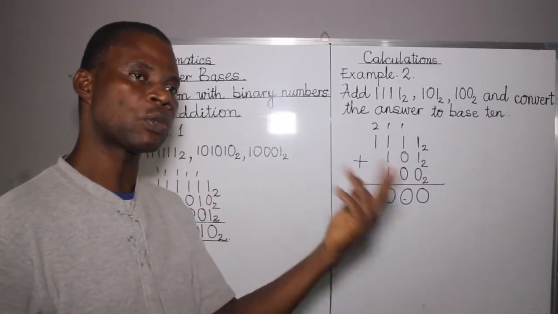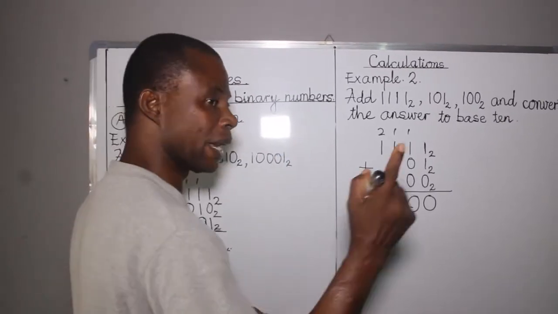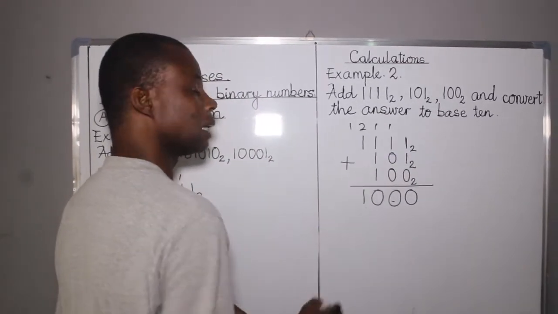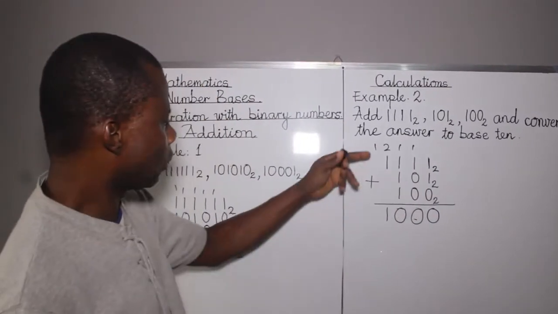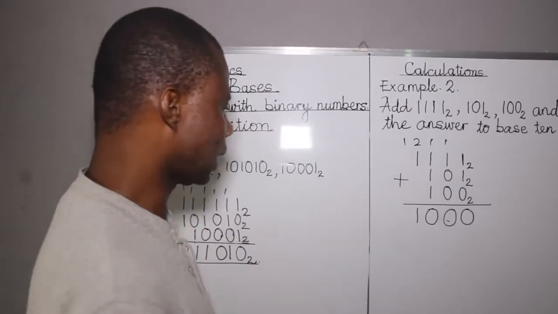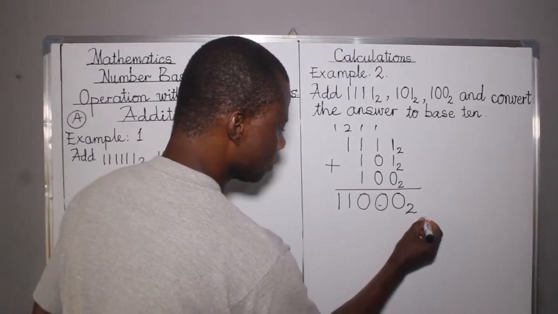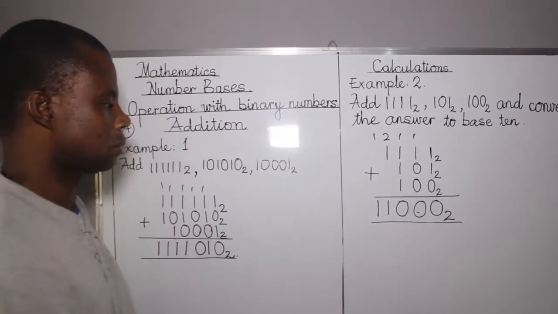And when we have 3, how many 2's do we have there? 1. Remainder 1. So drop the 1 and carry the next to the next digit. And we have 1 here to be added to nothing, and that gives us 1. Then the answer now to base 2. This is our final answer.